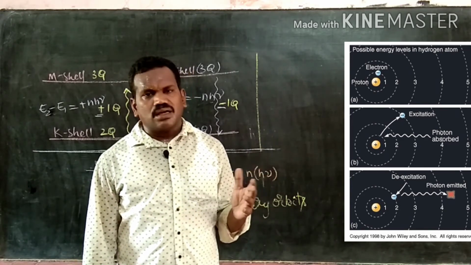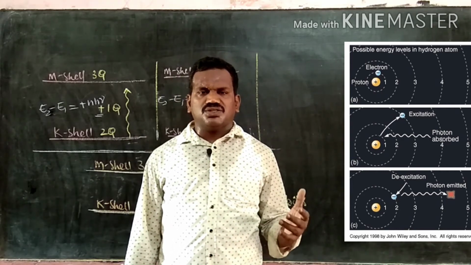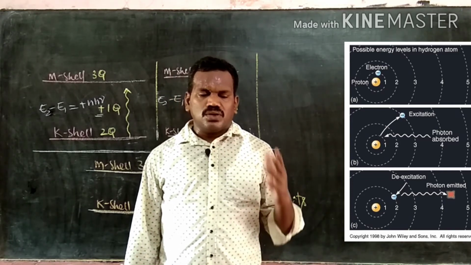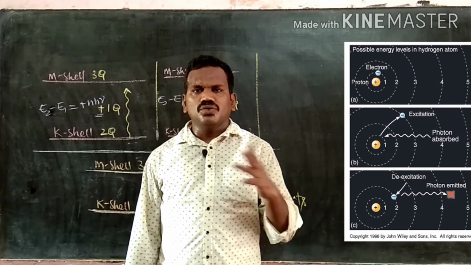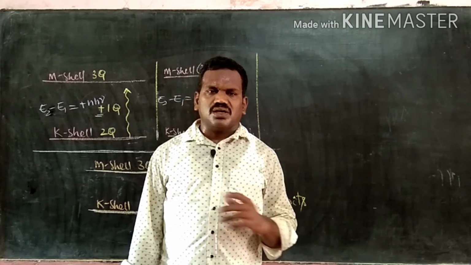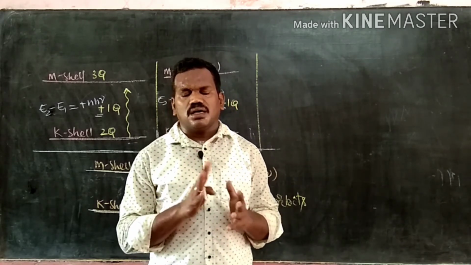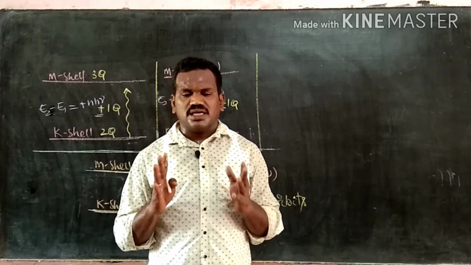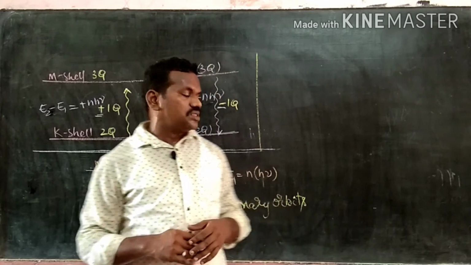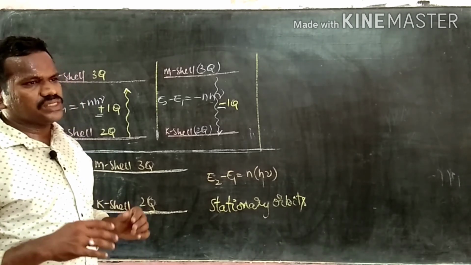If the electron jumps from a lower level to a higher level, it gains energy in the form of radiation. If an electron jumps from a higher level to a lower level, it loses energy in the form of radiation. As long as the electron is revolving in the same orbit, it neither loses nor gains energy. So the energy of the electron is constant, and automatically the energy of the shell is also constant. For that reason, those shells are called stationary shells or stationary orbits.